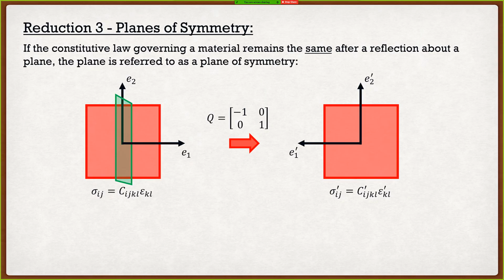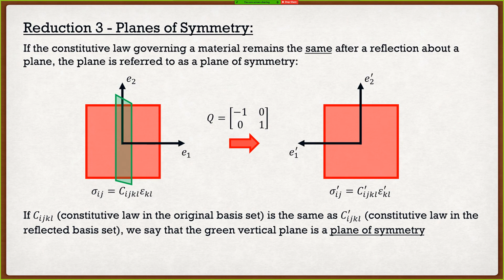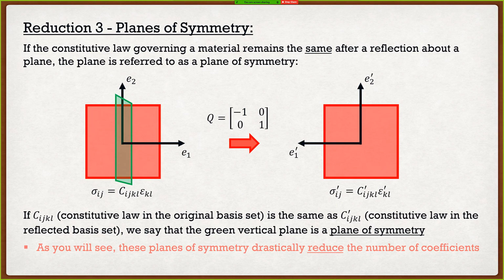So that sigma prime ij, which is equal to C prime ijkl times epsilon prime kl, is going to be the exact same. So if C ijkl is the same as C prime ijkl, then we say that that plane there would actually be a plane of symmetry. And this is what's going to help us drastically reduce the number of coefficients.